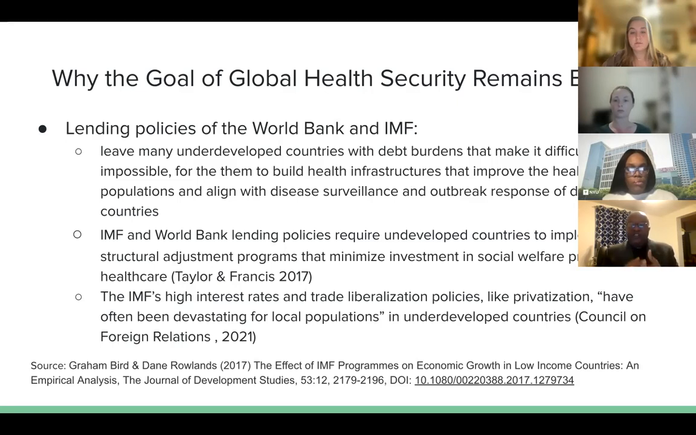forced these countries, developing countries and underdeveloped countries, to cut public expenditure, public investment in things like education and healthcare. So as a result, while these countries are paying up this high-interest debt, they're not able to invest in education and healthcare. As a result, they're not able to contribute to a global system that contributes to global health security.